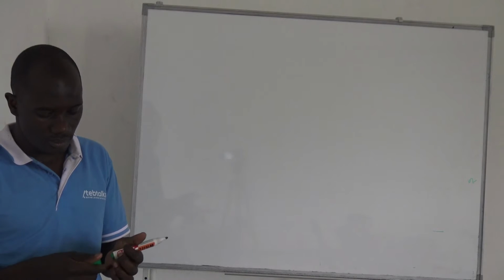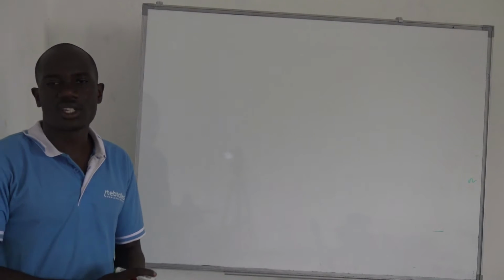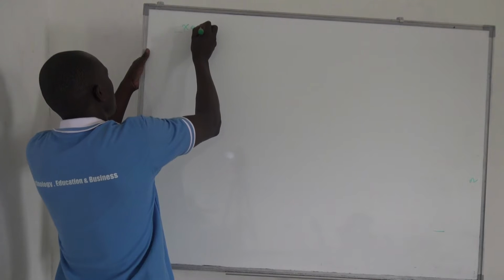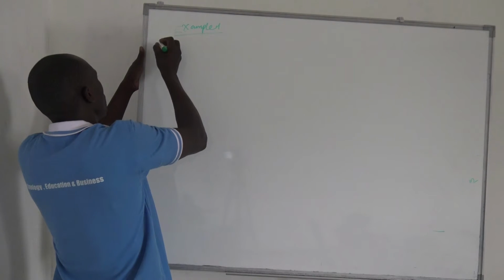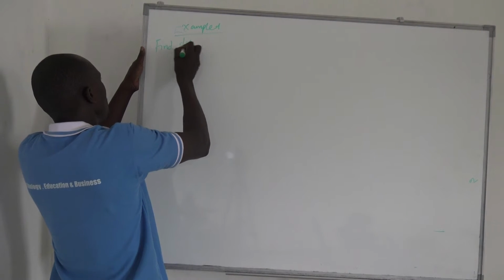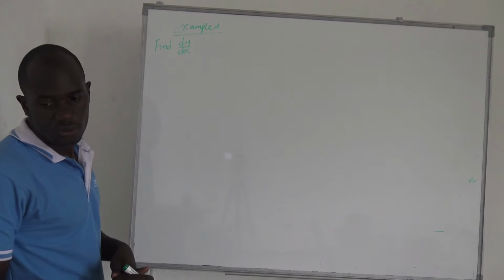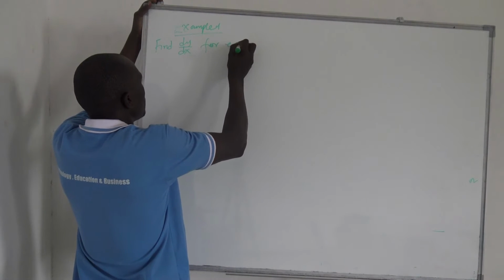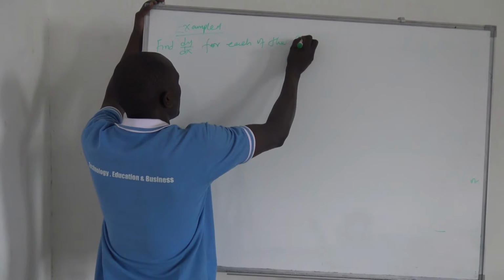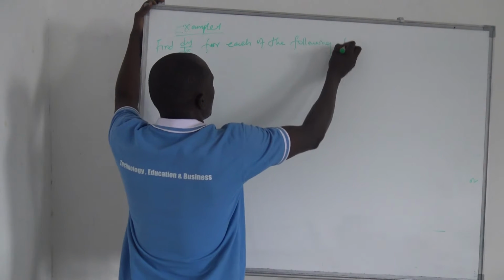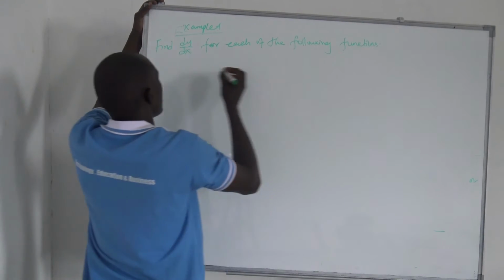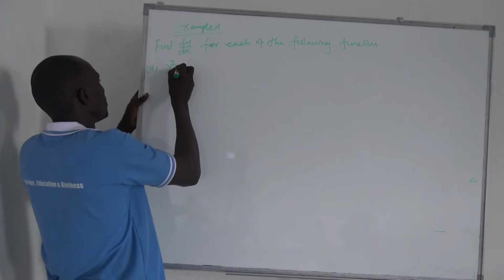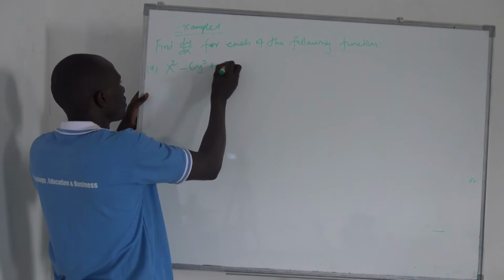Example one. Find dy/dx in each of the following functions. Part A: x squared minus xy cubed plus y equals 0.